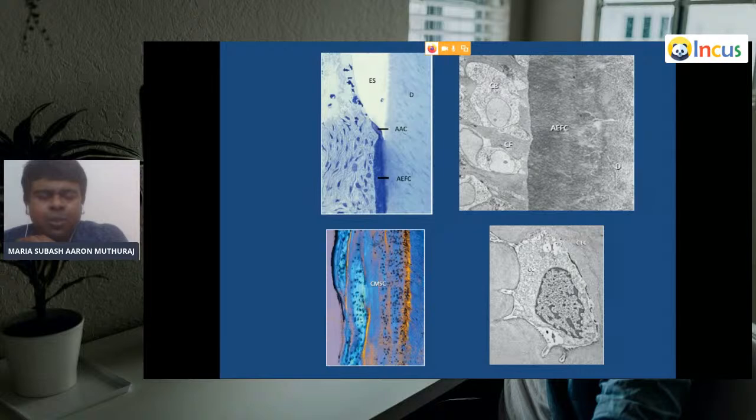Cellular intrinsic fiber cementum. Here you can see in this image the cementocytes clearly seen in the lacunae. The radiating structures from the lacunae are called canaliculi. There will be a connection between the lacunae through the canaliculi. Cellular intrinsic fiber cementum is commonly present in the repair areas.